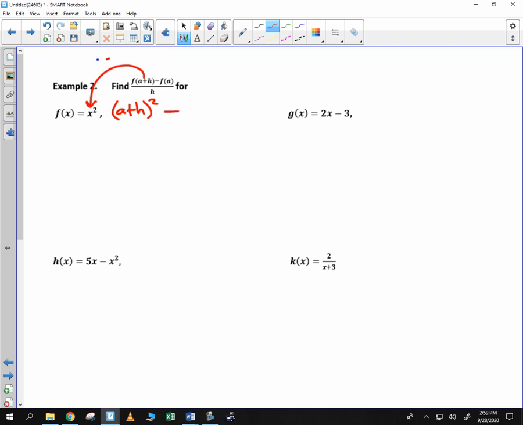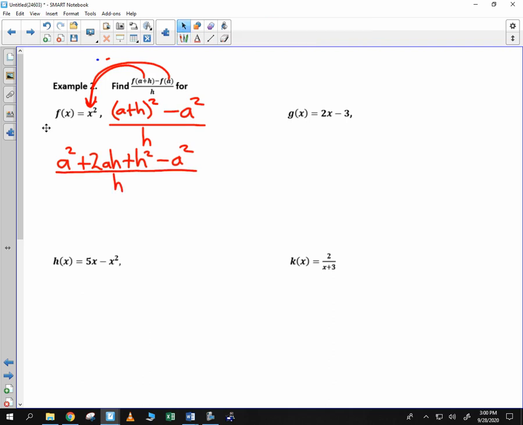Then it will be minus, then you plug a in, and you get a squared, all over h. Now what we want to do is simplify that expression. How we will simplify it is we will multiply the top out to be an a squared, and then I'm going to have a 2ah after I FOIL it out, and then an h squared minus a squared, all over h.